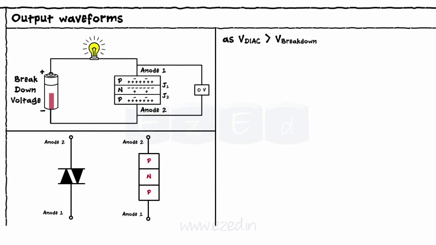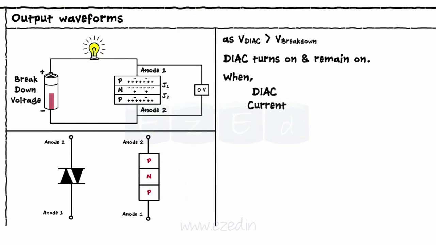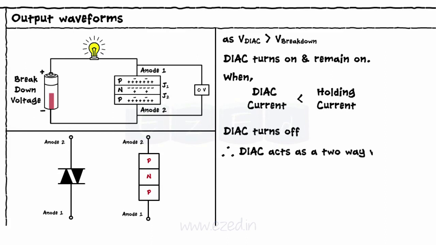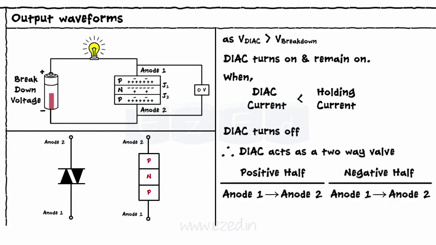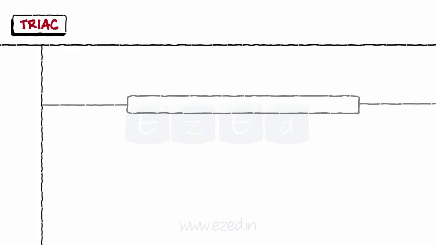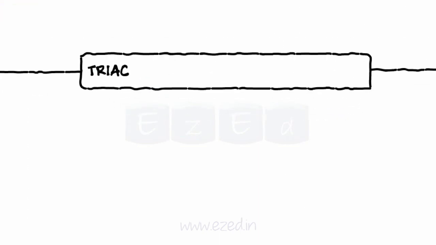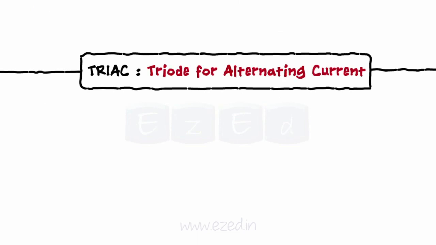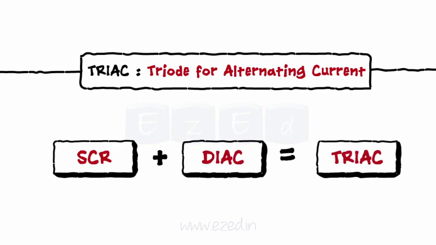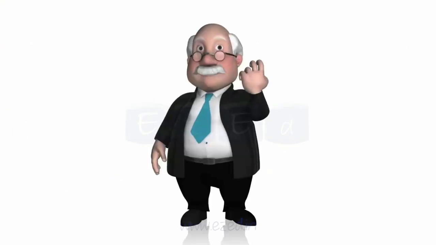The only way to bring the DIAC out of the conducting mode is to reduce the current through the DIAC below the holding current value, which gets the DIAC immediately off. Thus, the DIAC acts as a two-way valve, modifying the SCR functions. The next thyristor that we will study is the TRIAC. TRIAC stands for triode for alternating current. It's a combination of the SCR and the DIAC and has three terminals.